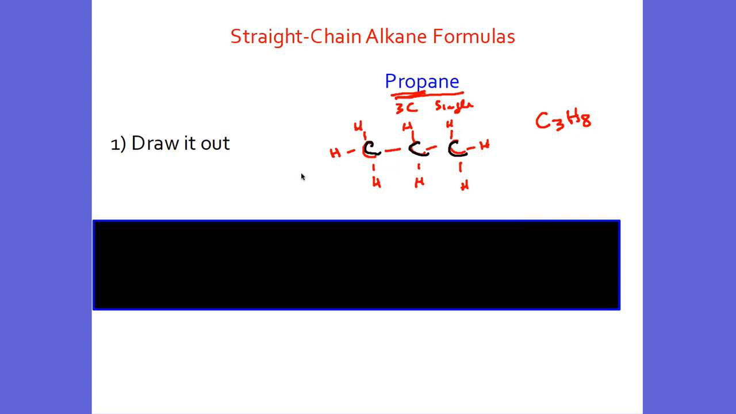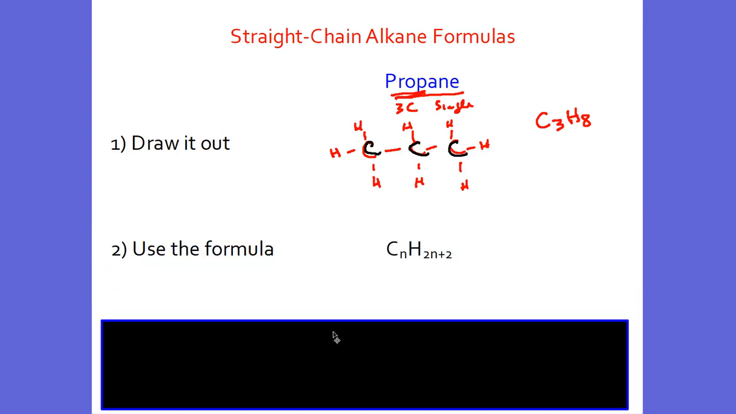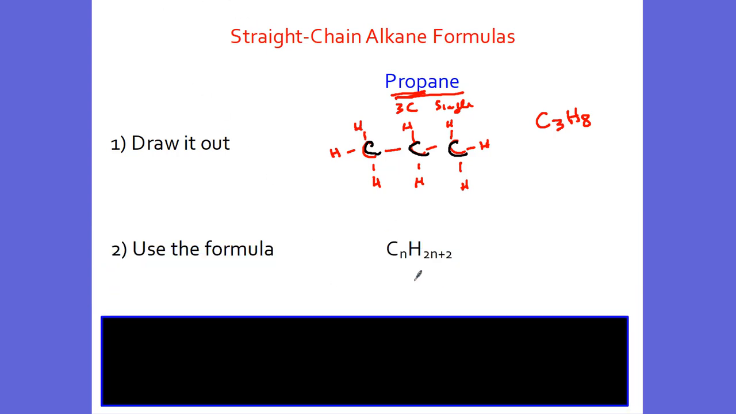Now, there's a simple way that we can figure out the formula: we take the number of carbons, we multiply by 2, and then we add 2. So you can see 3 carbons, we double that, which is 6, and we add 2, and that becomes 8. So that would be propane.